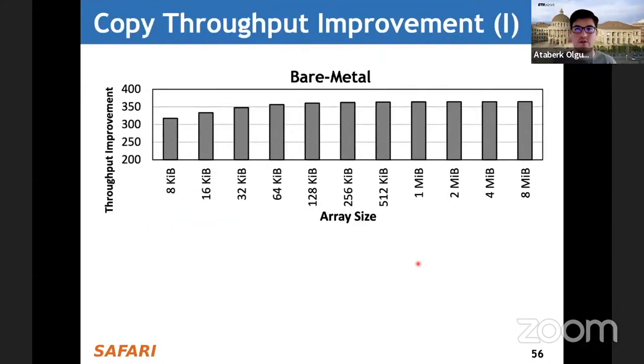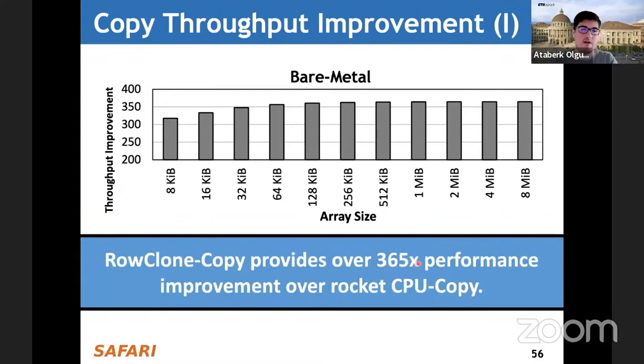The first thing I want to show is the copy throughput improvement we have for the bare metal configuration. In this figure and the figures that I will show you, on the x-axis we have the array size ranging from 8 kilobytes to 8 megabytes. This is the size of the array that we perform the copy operation on. And on the y-axis we have the throughput improvement compared to the CPU copy that we achieve using our RowClone copy operations. The takeaway is that RowClone copy can provide over 365 times performance improvement over Rocket's CPU copy.